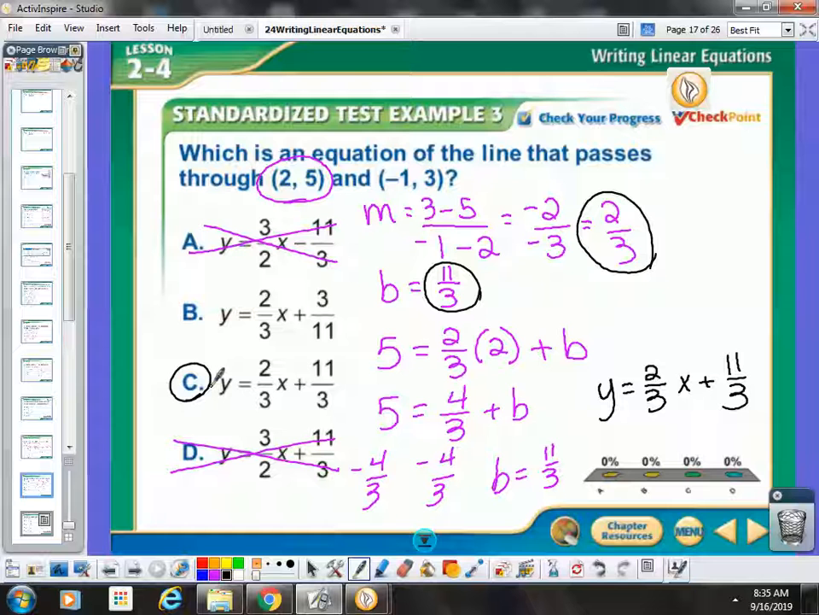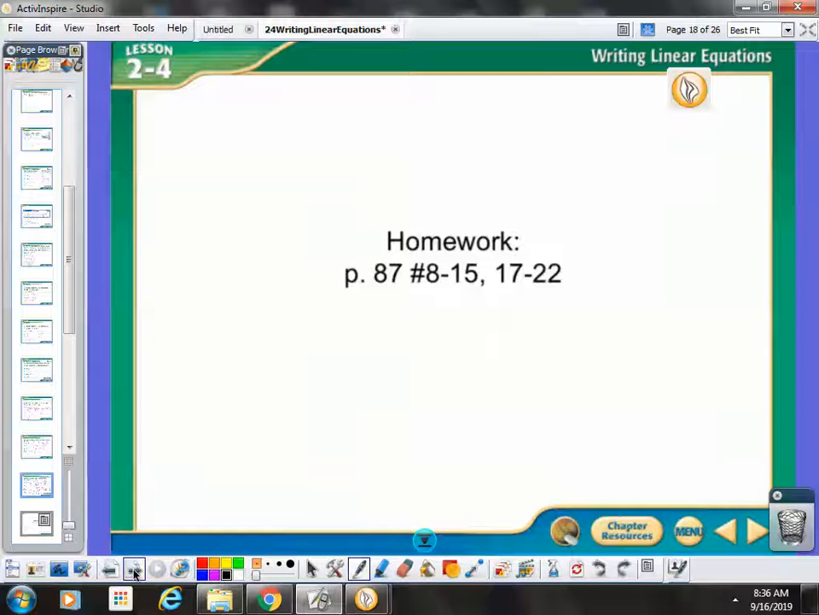We are on page 87 in your textbook, numbers 8 through 15 and 17 through 22.